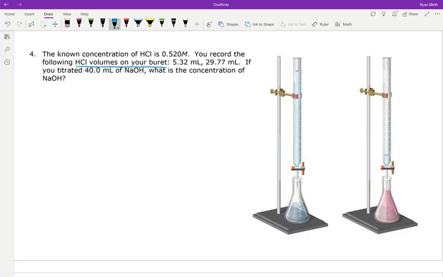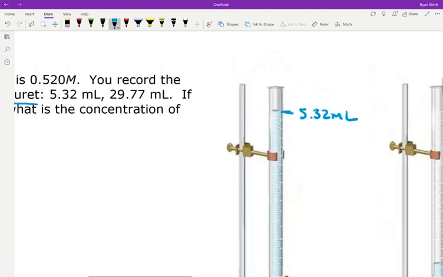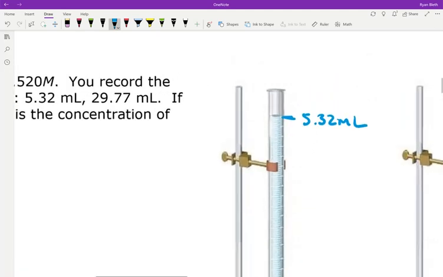Remember, the burette is this tall, thin, kind of graduated cylinder with a dropper on the bottom. It's very precise. You measure the following volumes on your burette: 5.32 milliliters at the beginning. So this is 5.32 milliliters. And remember, when we read a burette, we're reading it from the top down. So essentially, 0 is up here someplace, and it's already been drained down to 5.32 milliliters. So that's the starting value on the burette.